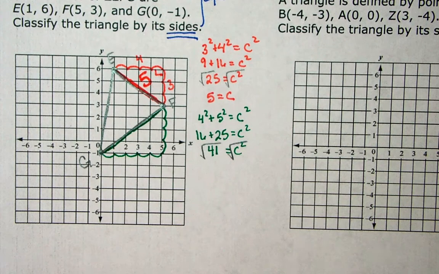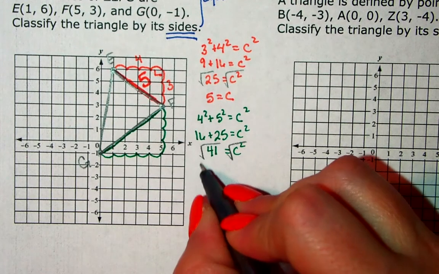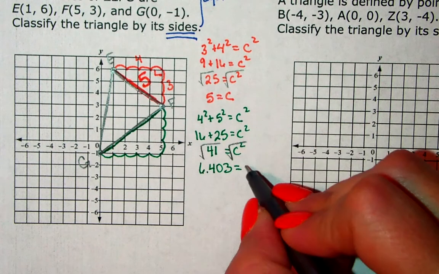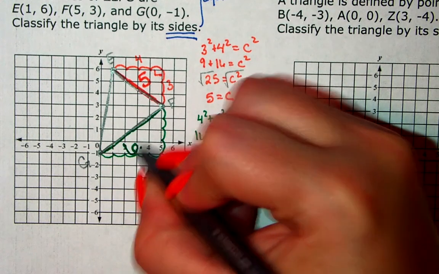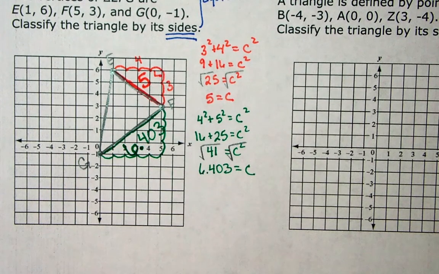41, square root is 6.403. And it keeps going, that's just rounded, is my C. 6.403 is how long that side is. Okay? All right, so then let's find our third side.